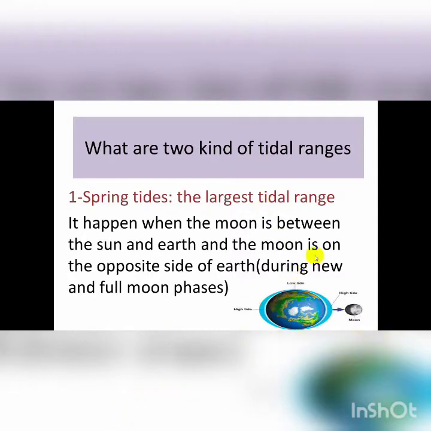Hi everybody, today I'm going to talk about the two kinds of tidal ranges. We have two kinds. Number one, the spring tides. What's meant by the spring tides? The spring tides is the largest tidal range.